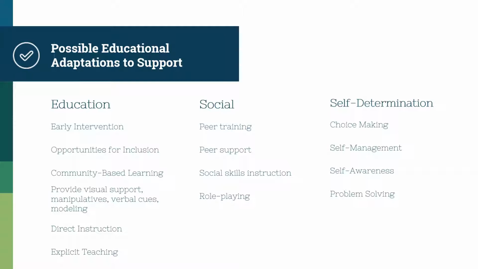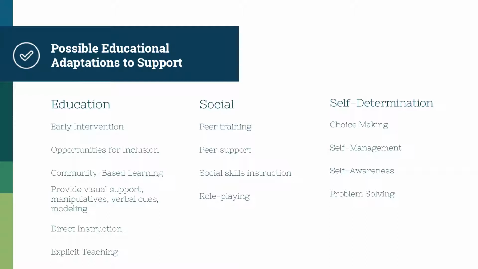Social includes peer training, peer support, social skills instruction, and role-playing. Inclusive settings can provide students with peer modeling. These natural learning environments can teach students social cues, including initiating and maintaining interactions with others. Studies show that peer supports can increase social and academic gains. Identify ways to increase peer interactions. Self-determination includes choice making.